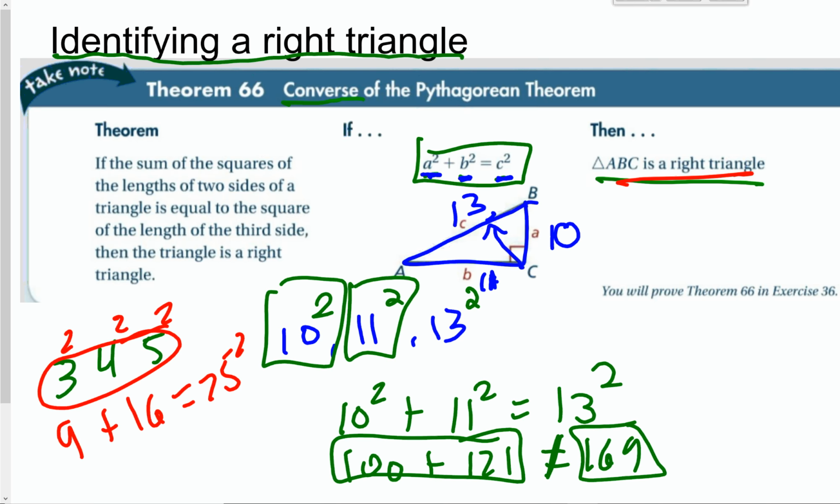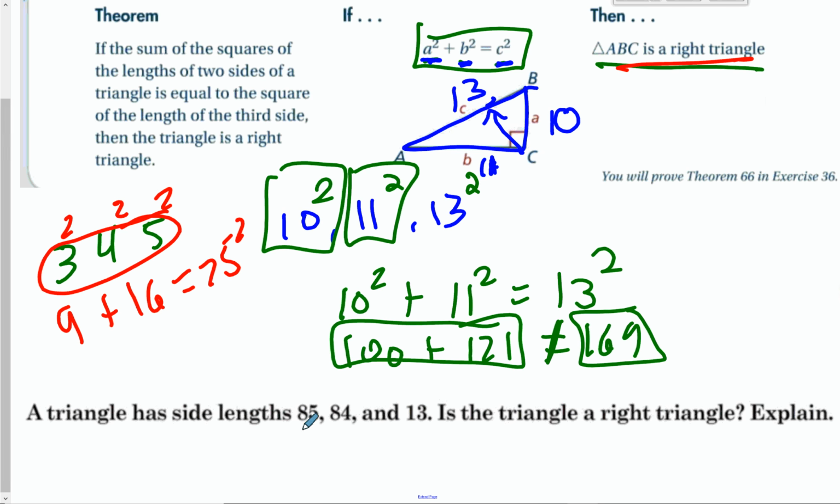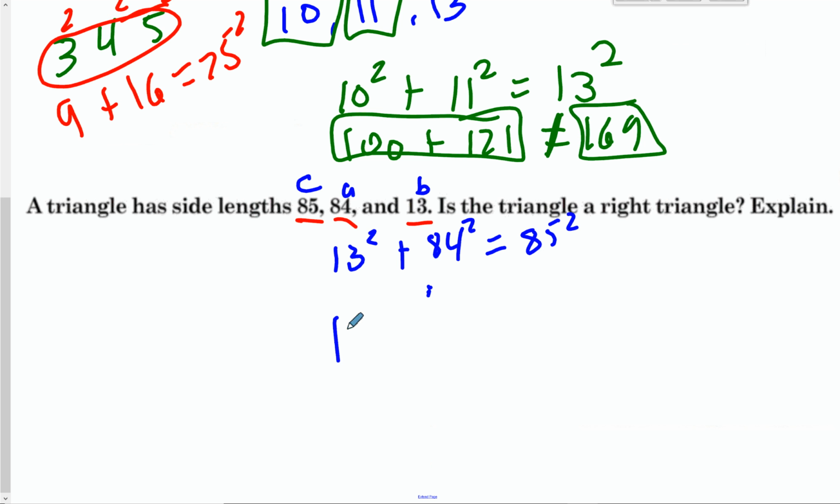And here's an example down here. So here are my three numbers. That means that the biggest number is my hypotenuse, so that is C. You can label this A, you can label this B, it doesn't really matter, but the biggest number is going to be C. So if I take 13, square it, plus 84 squared, I want to see if that equals 85 squared. So on my calculator, I'm going to square 13, which is 169.